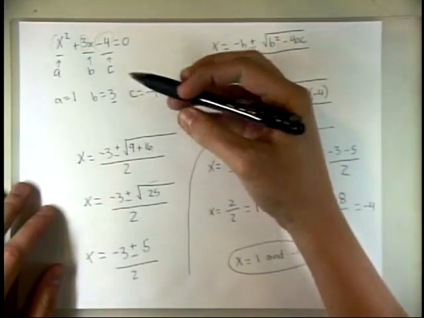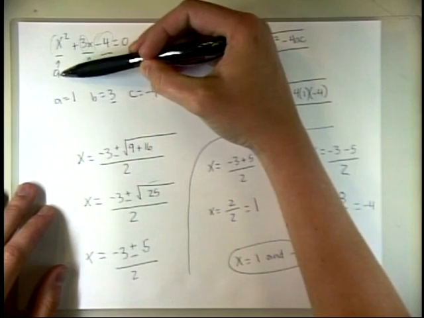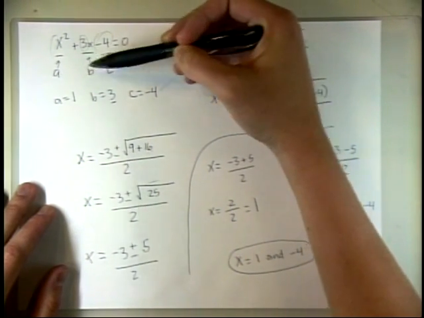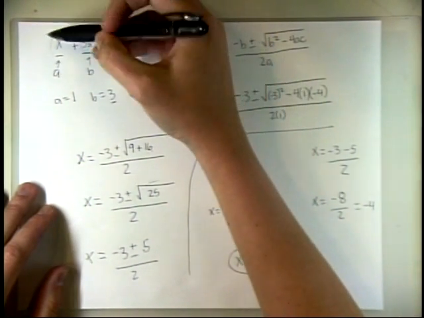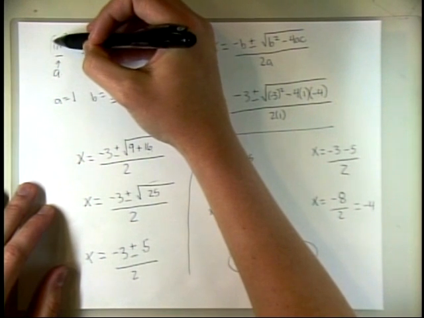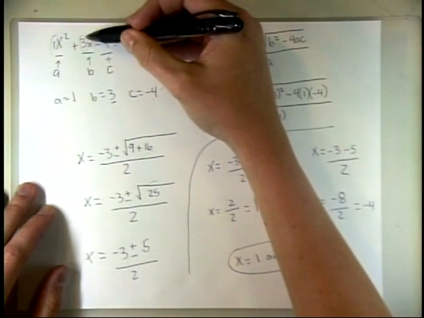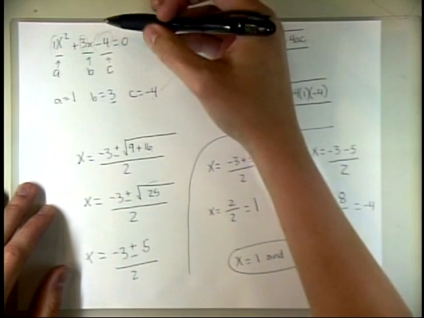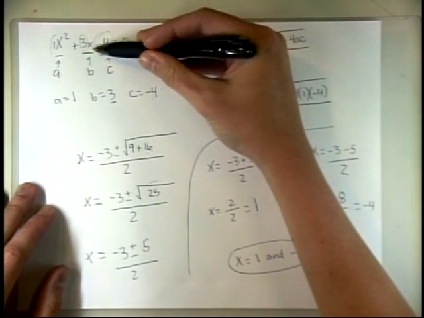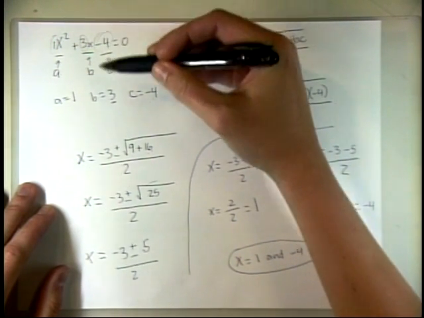So what you did was you went and you found your a, your b, and your c values, which in this case were a 1, because x squared has a 1 in front of it. You found your b, which was a 3, because it was in front of your x, and your c, which is your last value, and it's negative 4.